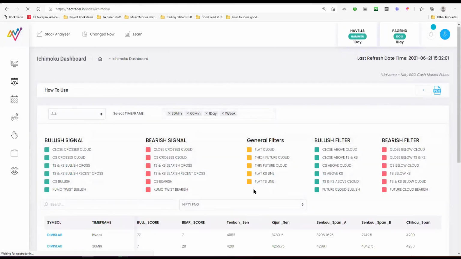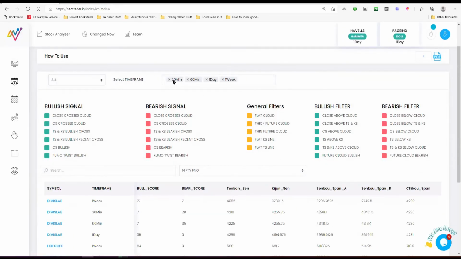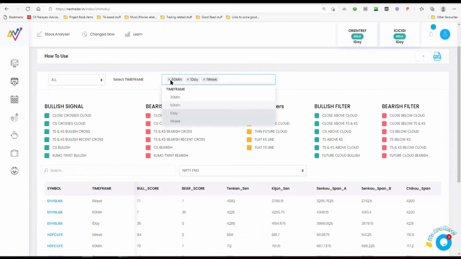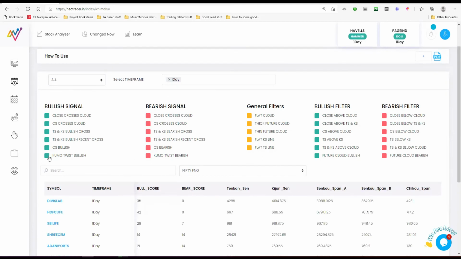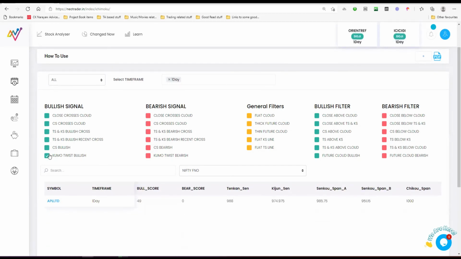So I'm putting off 30, 60, 1 day and 1 week, and then Kumo didn't get any Kumo bearish. That is because on the weekly there is much to do before the Kumo will twist down to bearish. So let's say instead of this we go to daily, and in daily I may get a Kumo Twist bullish today. Oh, I'm getting APLL.